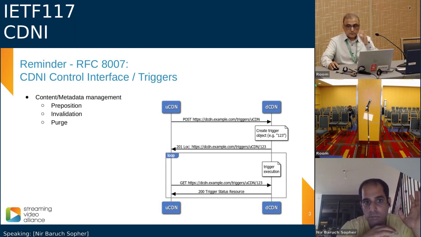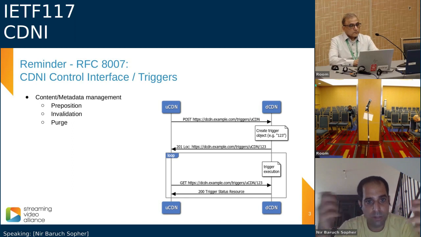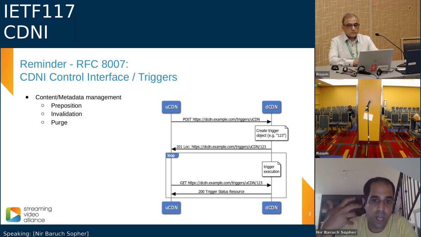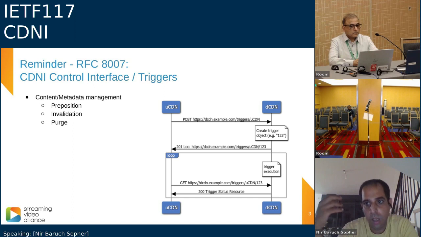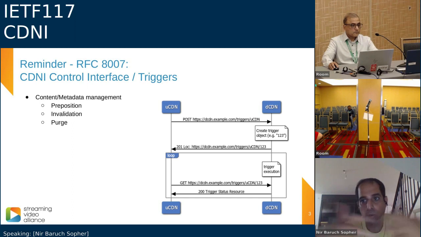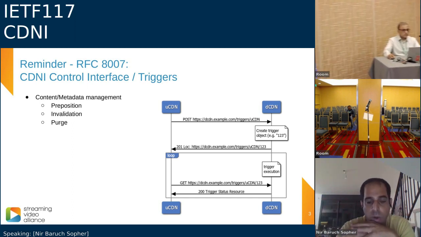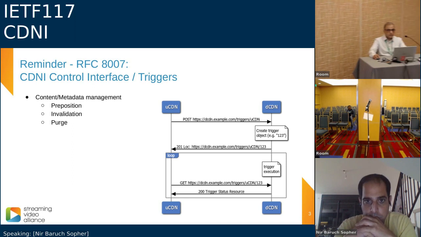So RFC 8007 defined the control interface and triggers, which practically allows an upstream CDN to manage content or metadata within the downstream CDN. And it defines the exact protocol, creating triggers, canceling triggers, and monitoring triggers, and all the objects that are used all around. And next, please.